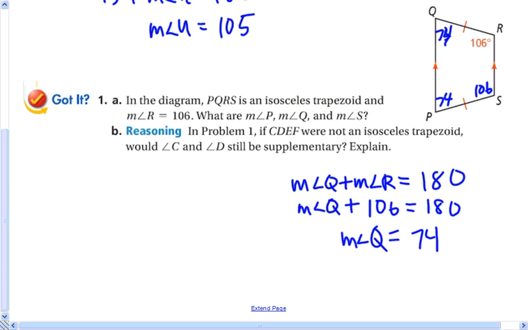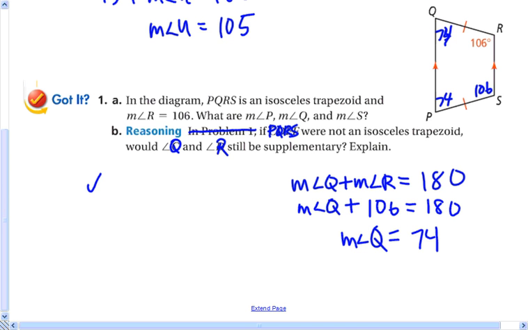In problem 1, if CDEF were not an isosceles trapezoid, would C and D still be supplementary? Let's change that to, if PQRS were not an isosceles trapezoid, would angle Q and angle R still be supplementary? Explain. So would you still have the two angles add up to 180?